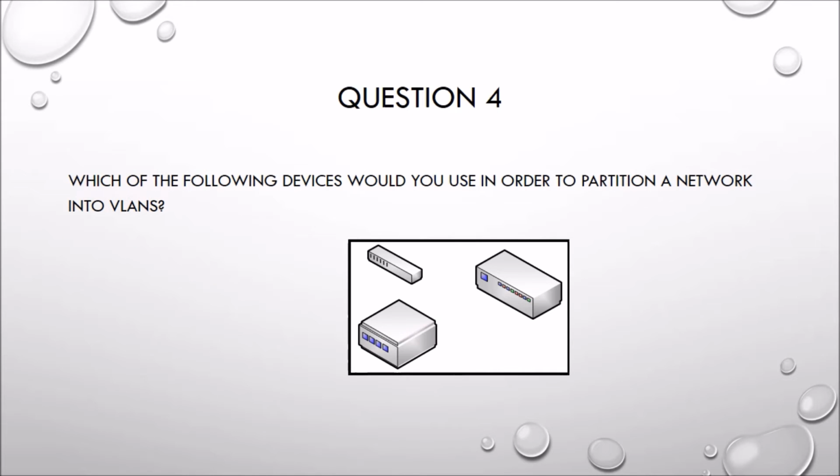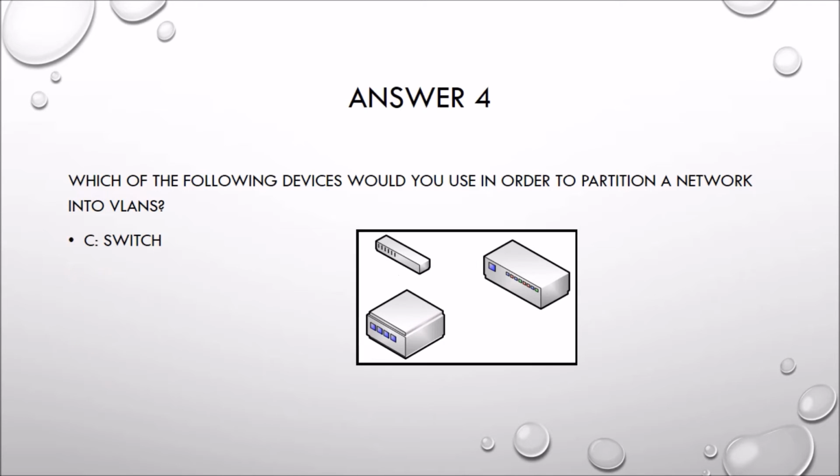Question 4. Which of the following devices would you use in order to partition a network into separate VLANs? Would you use a repeater, a bridge, a switch, a router, or a hub? And the answer is C, a switch. Now, I realized that bridge was on the list of options, and with a bridge you can segment different VLANs. You just wouldn't want to. Bridge is too limited on ports, and it's just not efficient for present-day networks.